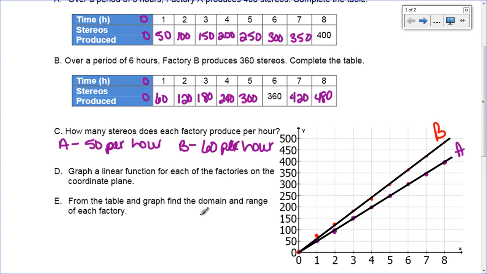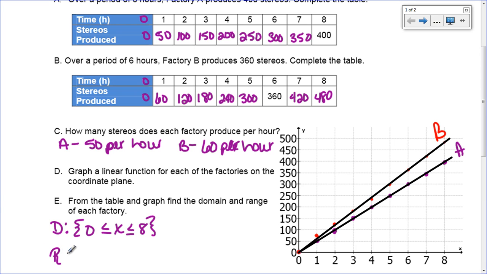Even though in the table it doesn't appear to be, it can't be discrete data because we cannot teleport from 1 hour to 2 hours. You have to work an hour and 45 minutes at some point. So the domain for A, we'll do it in purple, is going to go from 0 to 8 because they worked from 0 to 8 hours and that's where it stopped.